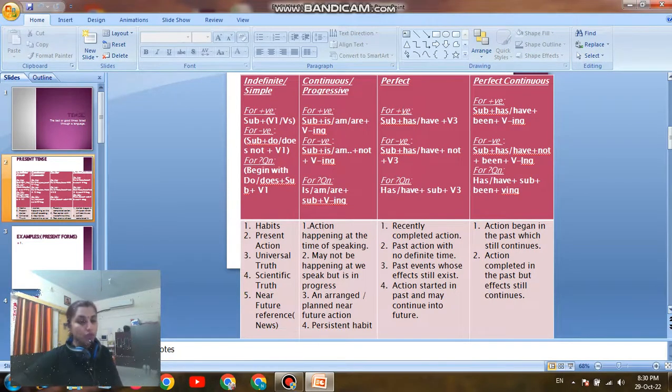It is also used, this is the most important part, to show a past event whose effects still exist. Now I have done my MA English long back, you know, some 15 years, 16 years or even before that. But I still use I have done MA in English because its effect still continues. Okay. And lastly, this usage is also used for perfect continuous tenses, which is an action started in the past but which may continue in future.